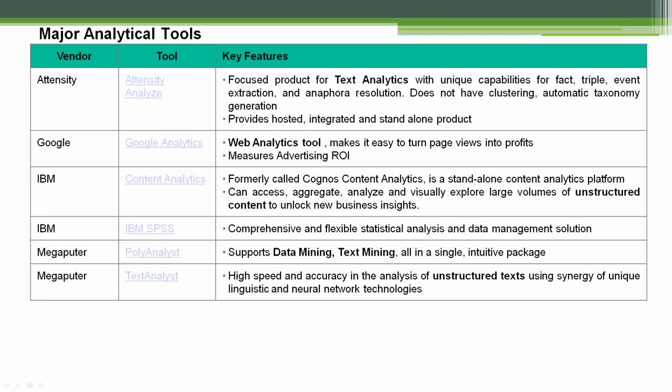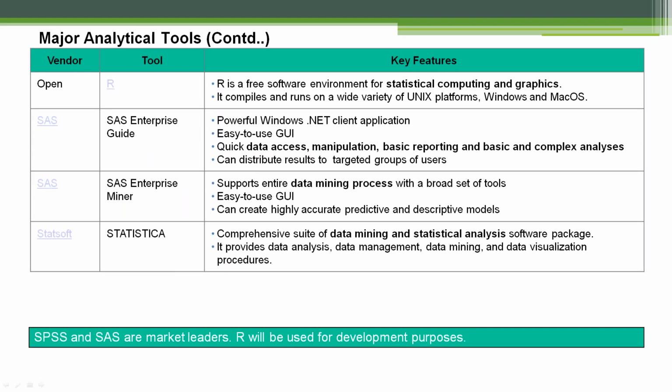Okay. So Google Analytics, we will not touch too much. IBM has two things, SPSS and a content analytics tool for unstructured data. Megaputer is also very famous for data mining. Open source is R. R is a free software environment, so we'll be focusing on the open source tool R for this particular class. But I'm just listing the other tools so that you know the lay of the land and understand the field.